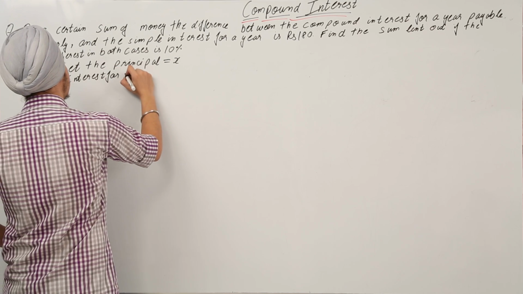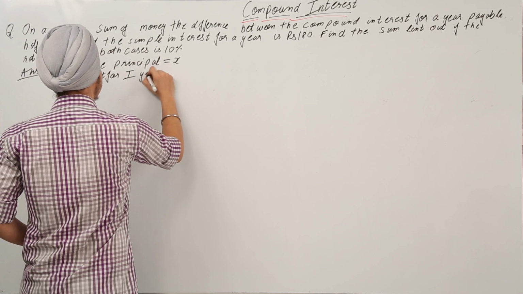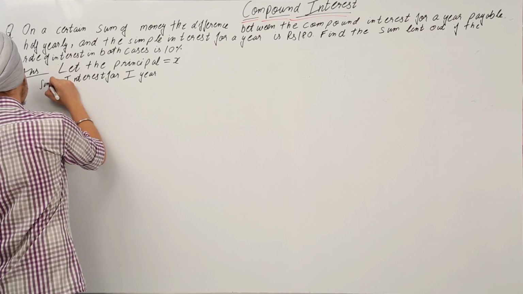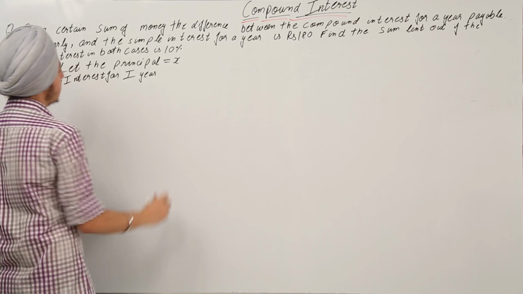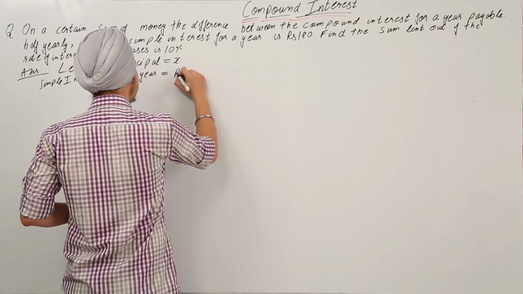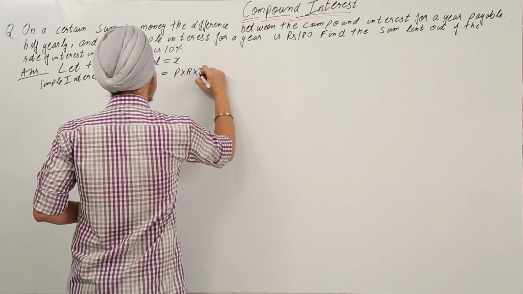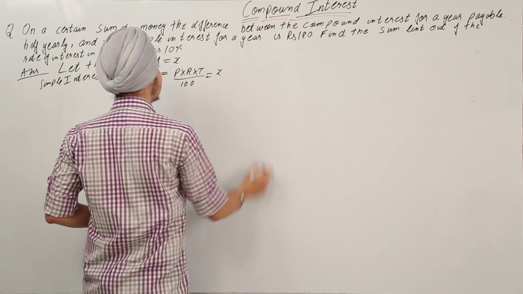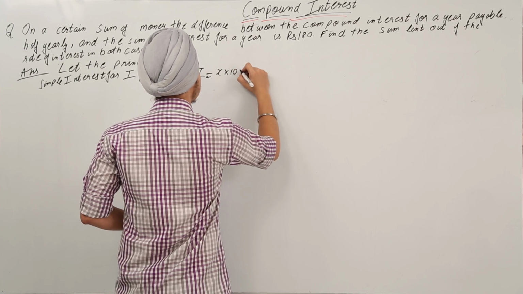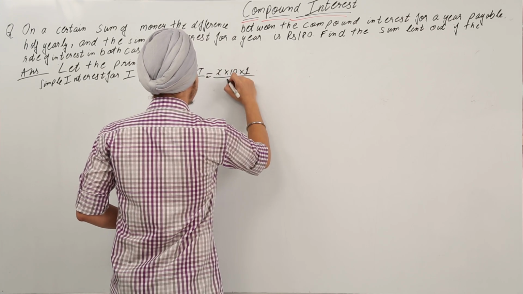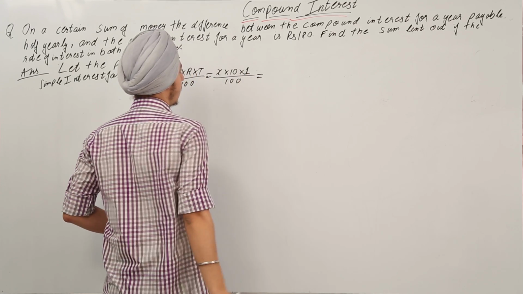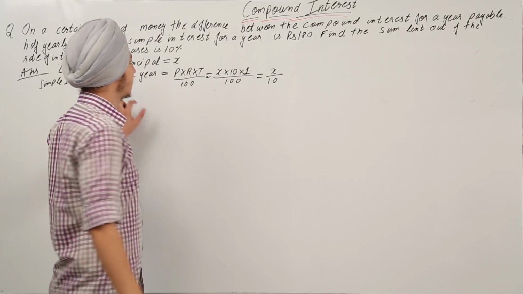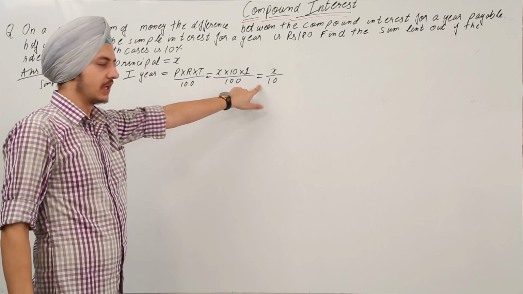So the simple interest for the first year, I must say, is equal to principal into rate into time upon 100. Am I right? Principal we have x, rate we have 10%, time 1 year, upon 100. This gives it out to be equal to x upon 10. So this is the simple interest for the first year.